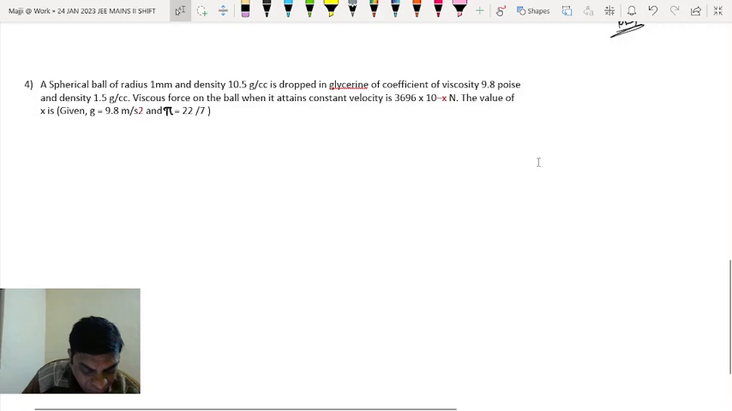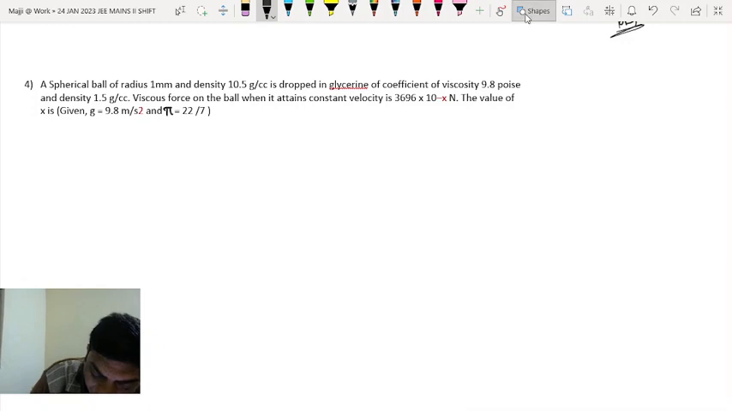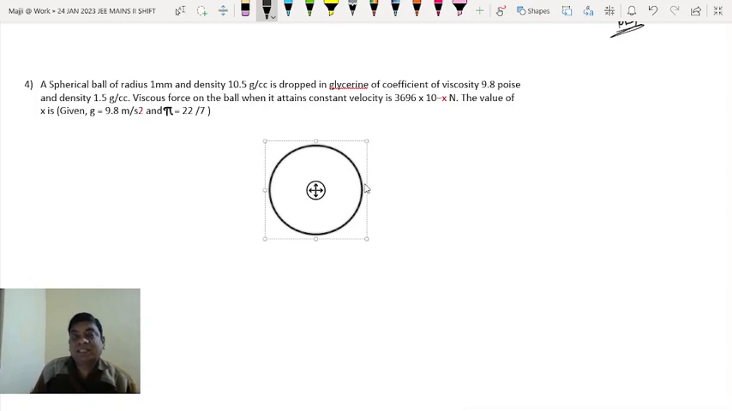A spherical ball of radius 1 mm and density this much is dropped in glycerin of coefficient of viscosity this much and density this much. Viscous force on the ball when it attains a constant velocity is this. Value of x is. Now students, you see when a ball attains terminal velocity, the net forces will balance each other. That is, there will be no net force. Net force will be 0.